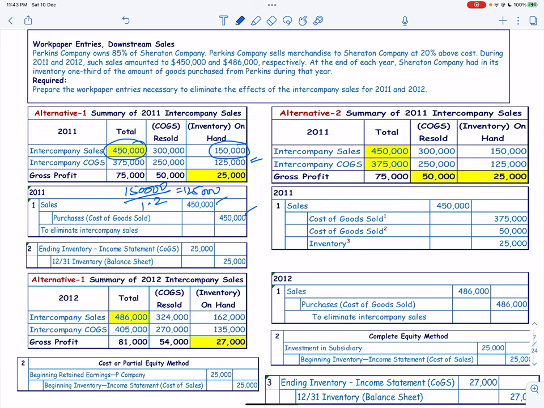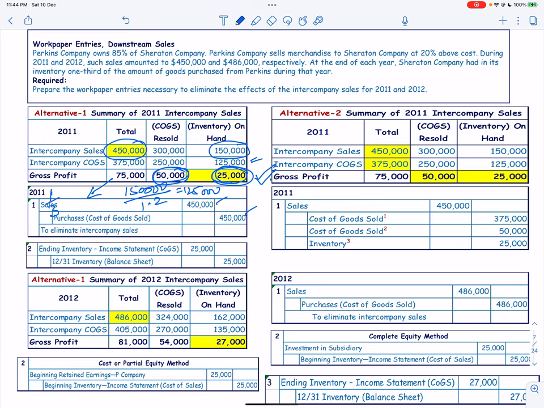So the company is making a profit of 50,000 by selling two-thirds of its inventory, while the 25,000 of profit that is reflected in the intercompany sales must be deferred until it is sold to outside the affiliate group. So the intercompany profit, we have 75, but one third is still there. So one third of 75 is 25,000, and this 25,000 is residing in the ending inventory of S company.